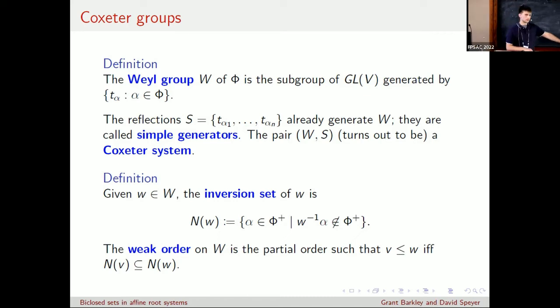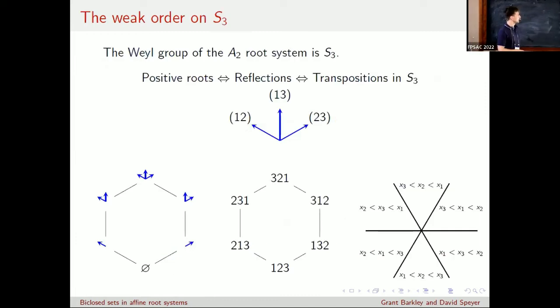It's not really important that we understand this definition. Again, there will be a picture in a second where we look at our specific examples. Okay, but now we can define the weak order on our group. It's the partial order such that for two group elements V and W, we have V less than or equal to W if and only if the inversion set of V is contained in the inversion set of W. This is well defined because it turns out that the inversion set determines the group element uniquely. So let's look at this in action for our A2 root system with Weyl group S3.